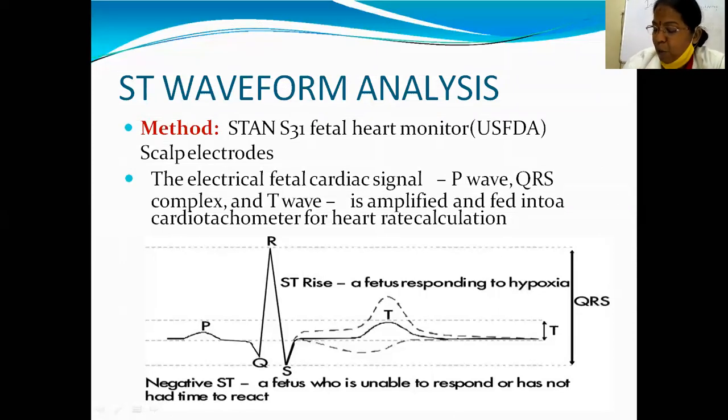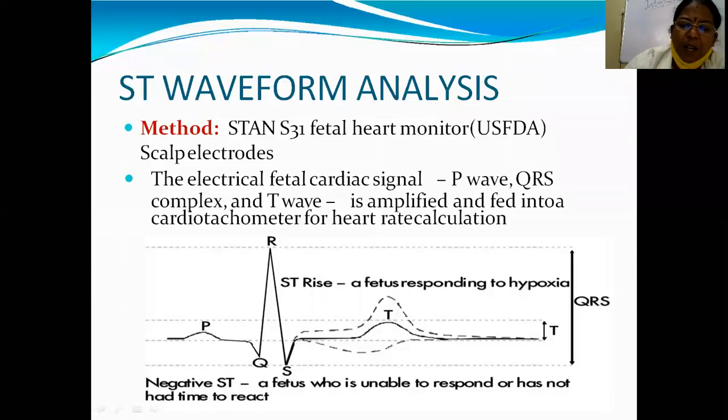So what is the advantage of using this STAN? ST waveform analysis is less invasive, because the fetal ECG is easily applicable during early labor, and there is a display of continuous information. We can visually see it. So there is no need for invasive fetal scalp blood pH or lactate levels. It also gives a moderate reduction: if we are using this, we can reduce the chances of operative delivery and cesarean section. Fetal ECG, change of ST patterns: ST rise is a fetus responding to hypoxia.